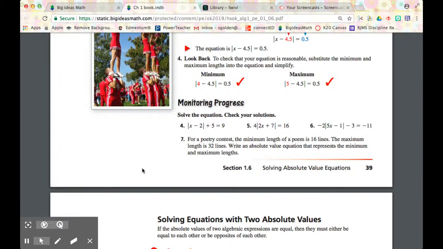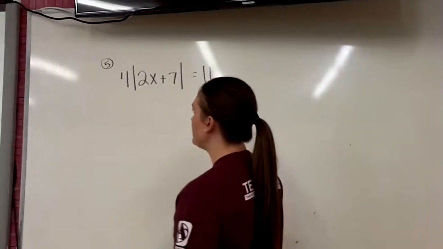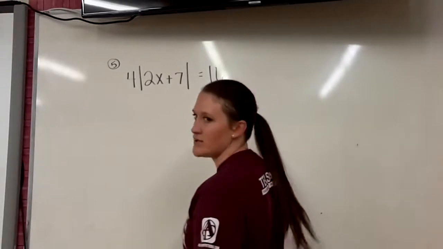There we go. I want you to do problem number 5. I'm not going to make you do all these other ones since these problems take so long. Try problem 5. Remember, you've got to move things that are outside your absolute value to the other side of the equal sign before you can split it into two equations. So you'll pause the video, try number 5, and then when you press play, I'll work it out on the board for you. Problem number 5 says 4 times the absolute value of 2x plus 7 equals 16.